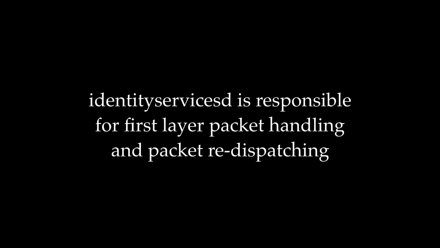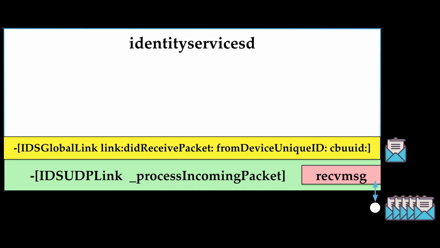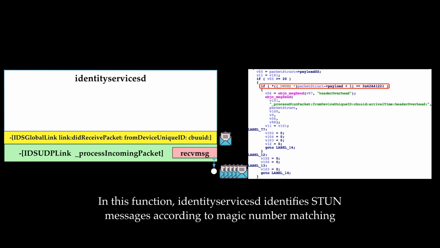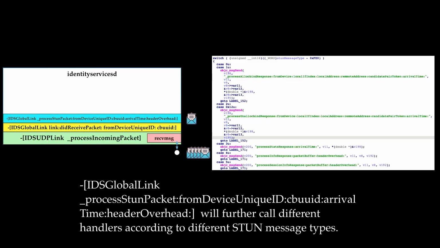IDS Service D is responsible for the first layer of packet handling and packet redispatching. The function IDS UDP link process incoming packet will call the function receive message and pass the data to IDS global link. In this function, IDS Service D will identify system messages according to the magic number, which is 42A41221. And then IDS Service D passes the system message to a handler. The handler will further call different handlers according to different system message types.